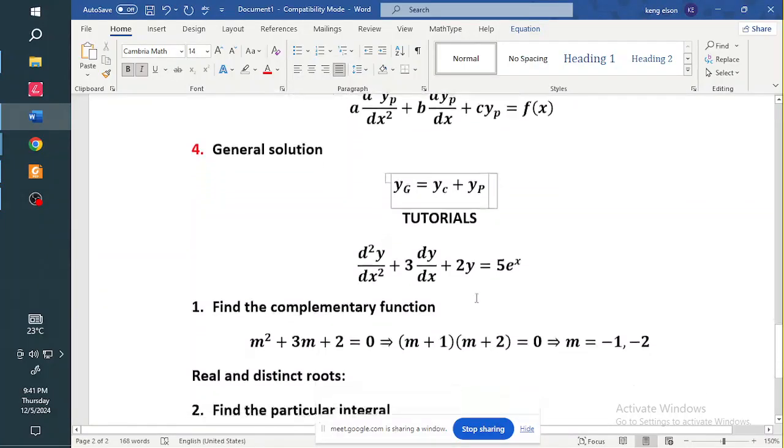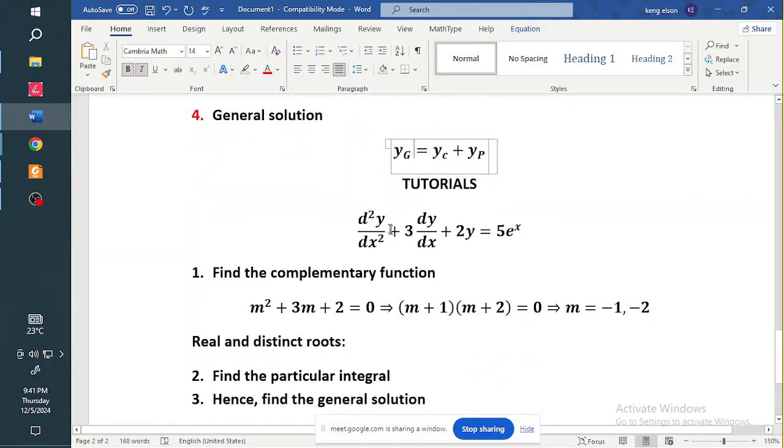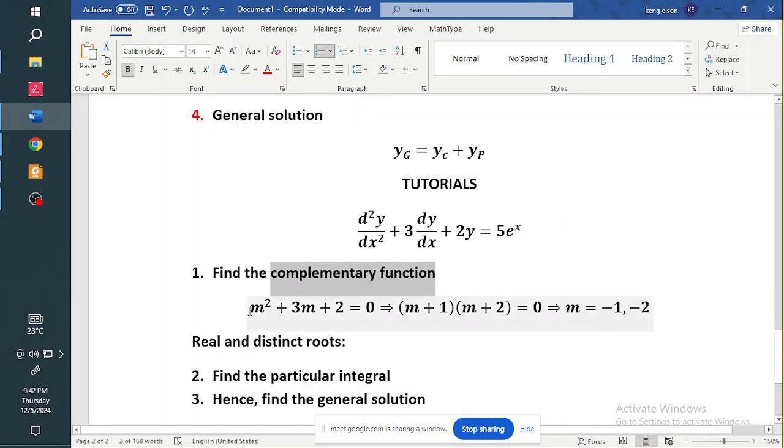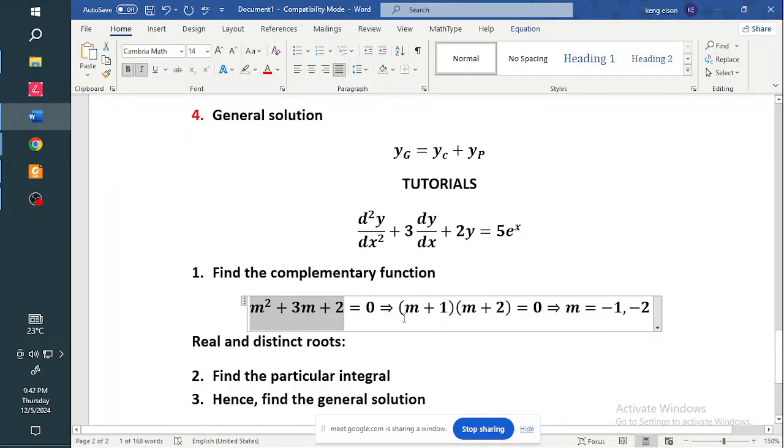So this was the tutorial that I just gave, where we have this differential equation. We are asked to find the complementary function, the particular integral, and then we find the general solution. To find the complementary function, like I explained, we must first of all have our auxiliary equation. Now, either we look for the discriminant to know the type of complementary function we are going to have, or we just go ahead to find the values of m. Since it's quadratic, we use any method of our choice.